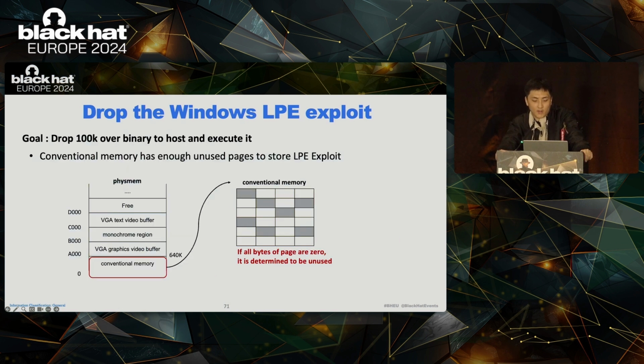Our goal is to drop a big binary to the host and execute it. So, we decided to leverage conventional memory. Conventional memory is located at the bottom of the physical memory and has enough unused pages to store the LPE exploit. As seen in the diagram, if all bytes in a page are 0, the memory is considered unused. By identifying these empty pages, we can store the exploit.